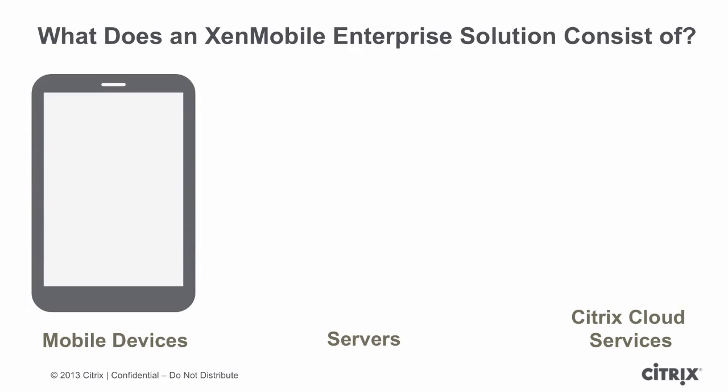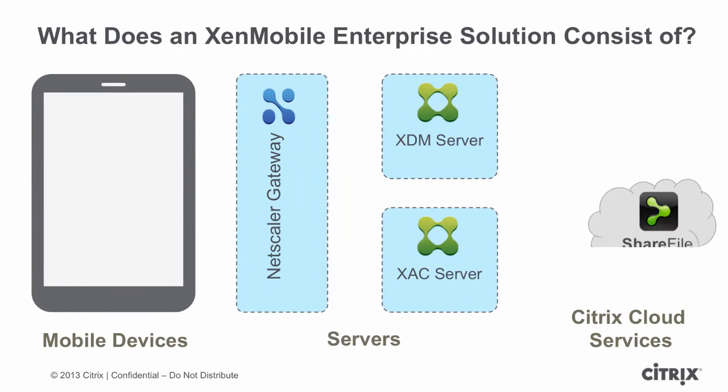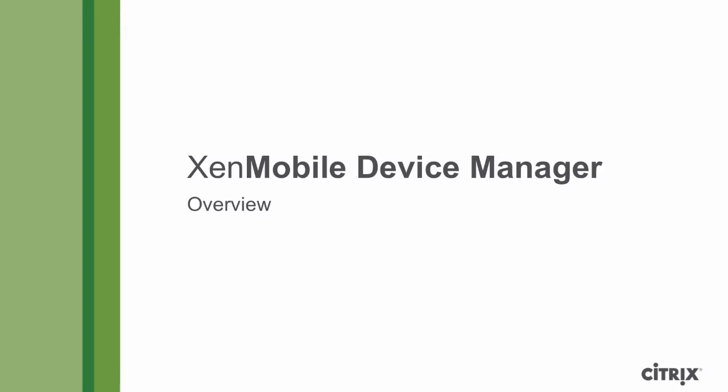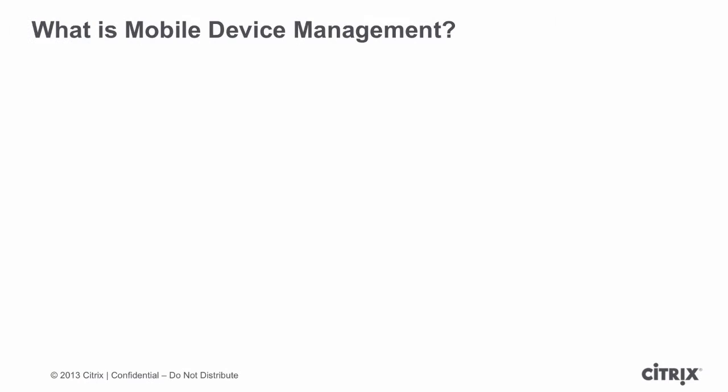So here is more of an architectural picture of what we're looking at. Okay, so here you can see that a mobile device would in fact connect through the NetScaler gateway to either the mobile device manager server or the application controller server, as well as we could basically connect into our ShareFile environment as well. So let's go ahead and take a look at some of the capabilities of our XenMobile device manager.